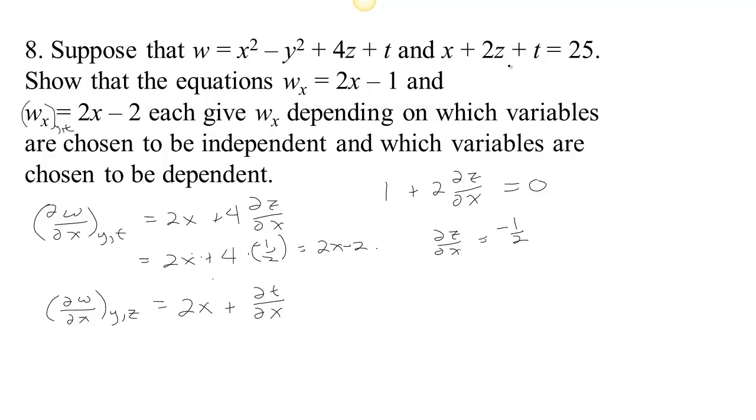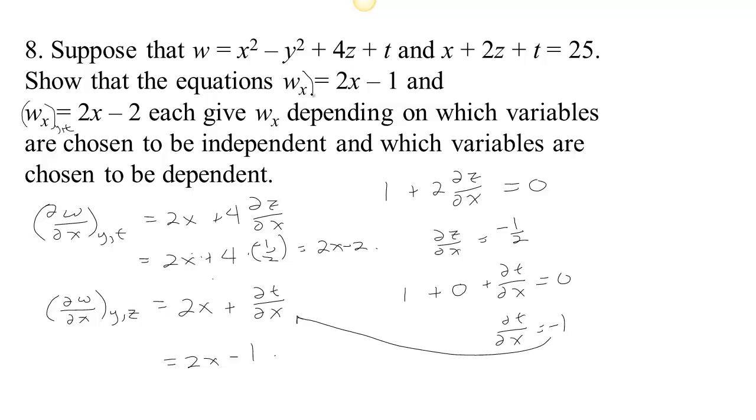We'll just, since we want dt dx, we'll take the derivative of both sides with respect to x and see what happens. So the derivative of x with respect to x is 1. The derivative of 2z, since z is independent of x, the derivative of 2z with respect to x is 0. And then we have the derivative of t with respect to x is equal to 0. So now we find that dt dx is negative 1, and we plug it back in here, and we find that we get 2x minus 1 for the derivative. So when they say w sub x is 2x minus 1, they mean w sub x when y and z are also independent turns out to be 2x minus 1.